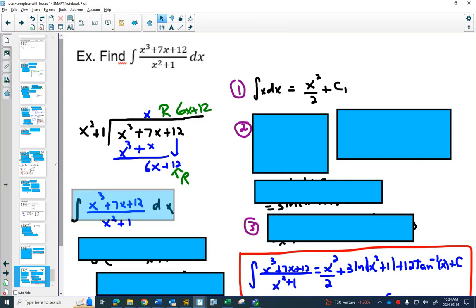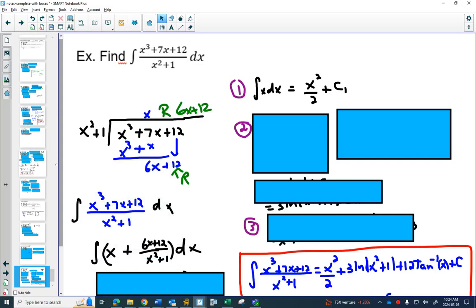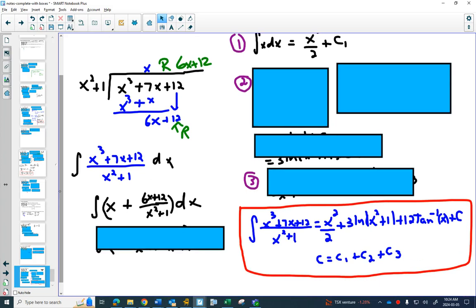So we rewrite our integral. This just becomes x plus 6x plus 12 divided by x squared plus 1. So unfortunately, this looks nice to do the integral of, just the x. It's like, okay, I can handle that. That'll be x squared over 2. But this part, the 6x plus 12 over x squared plus 1, needs to trigger a couple of things.